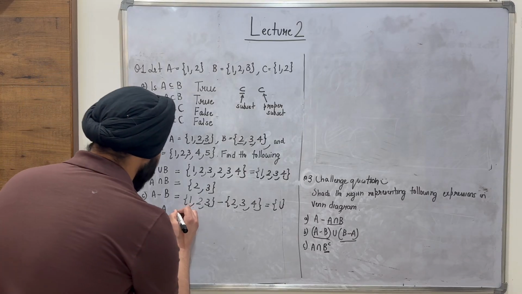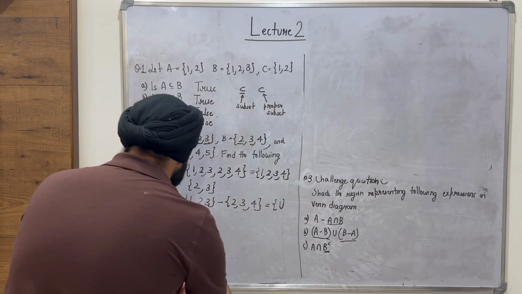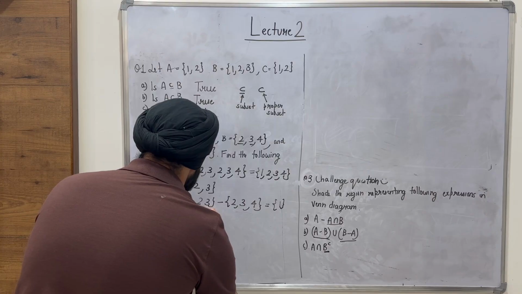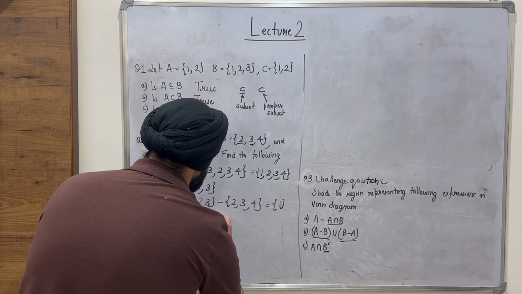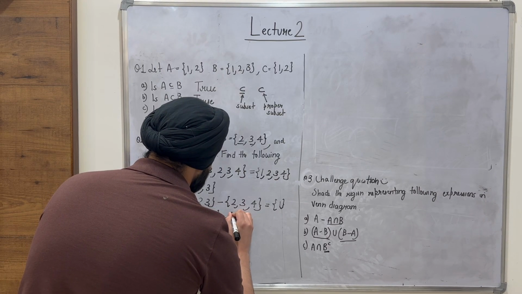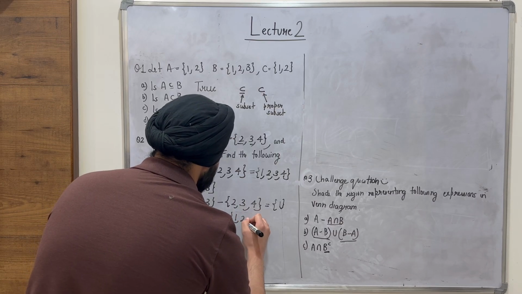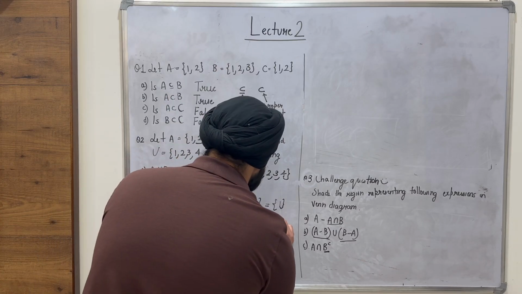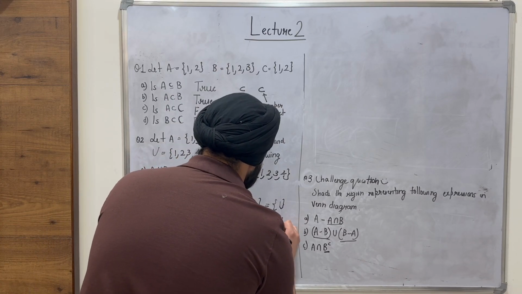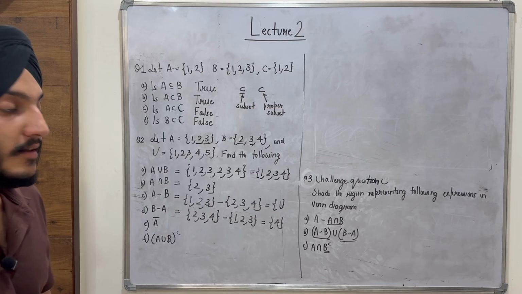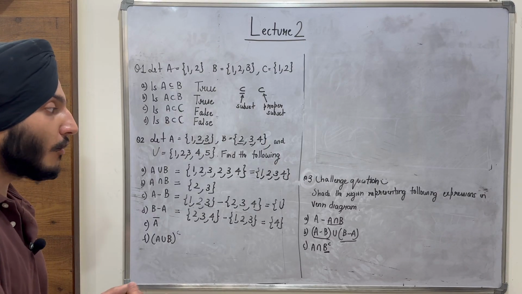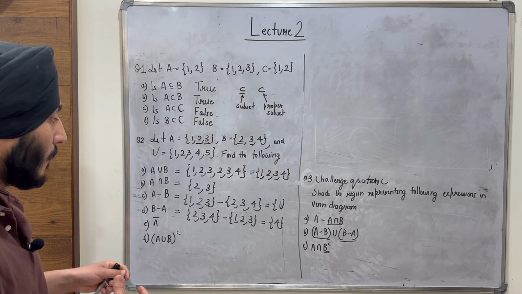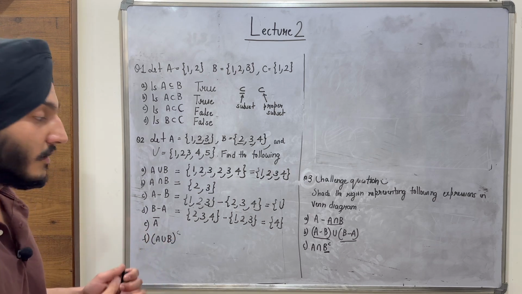Okay, moving on. In B minus A, it's simply going to be 2, 3, 4 minus 1, 2, and 3. So this is going to be 4 in this case. I hope you were able to understand this question, right? Basically, take out all the common elements from the earlier set, I would say.